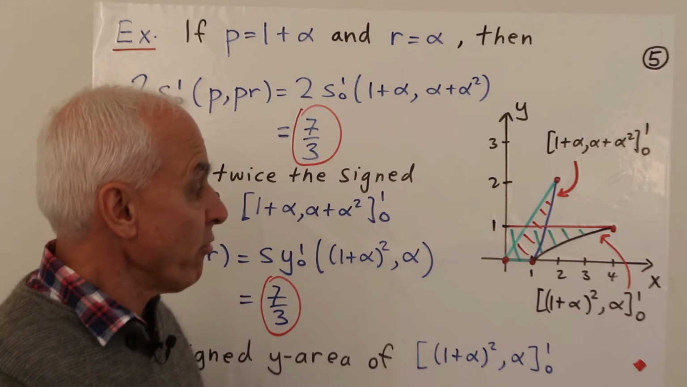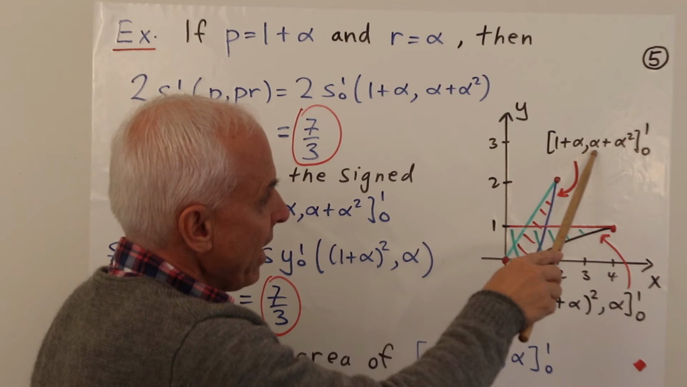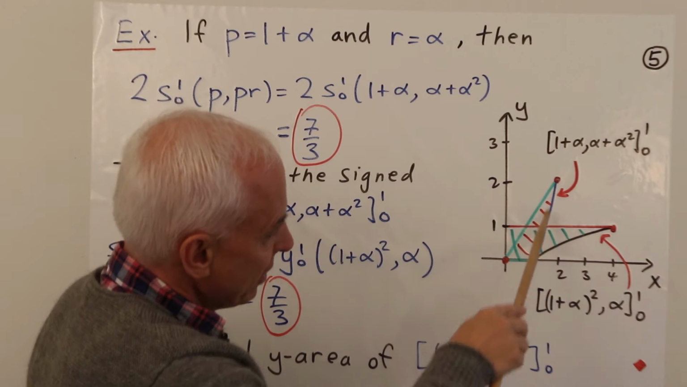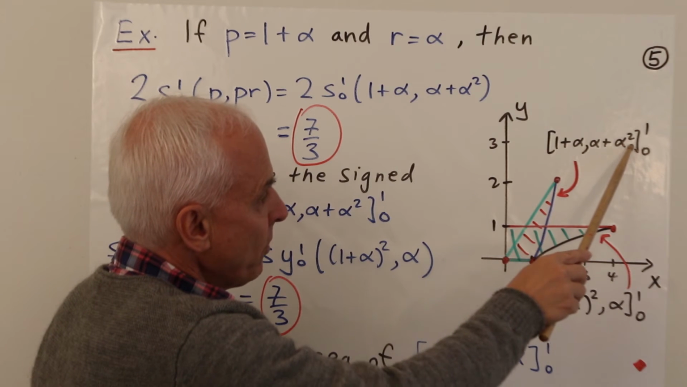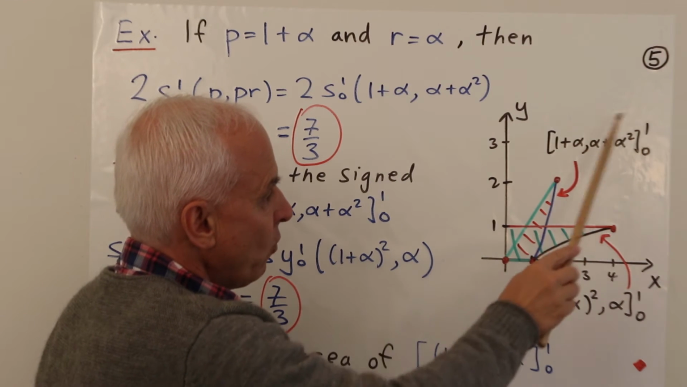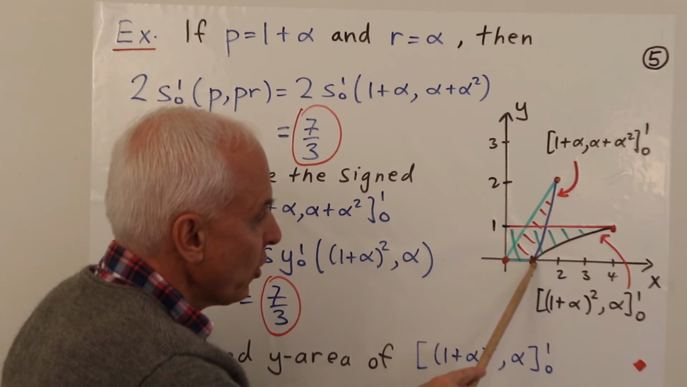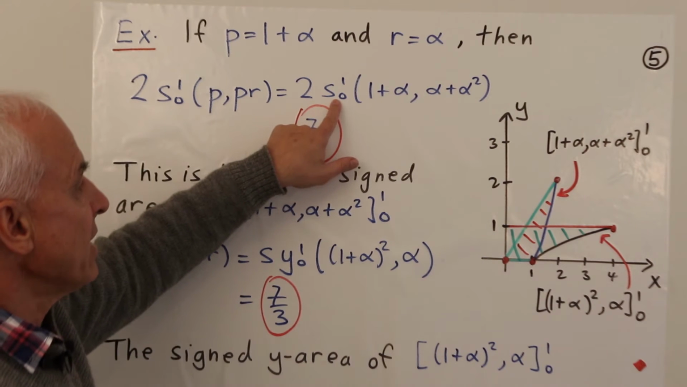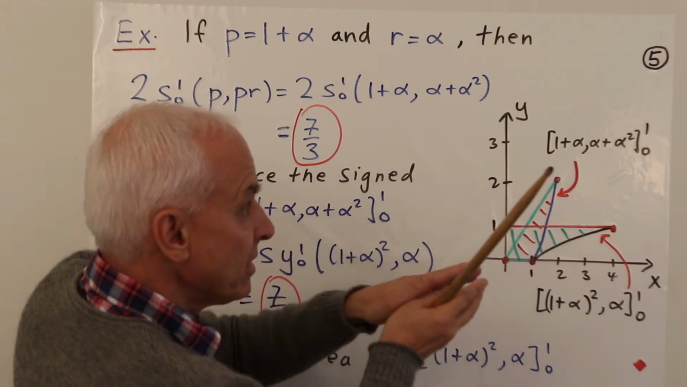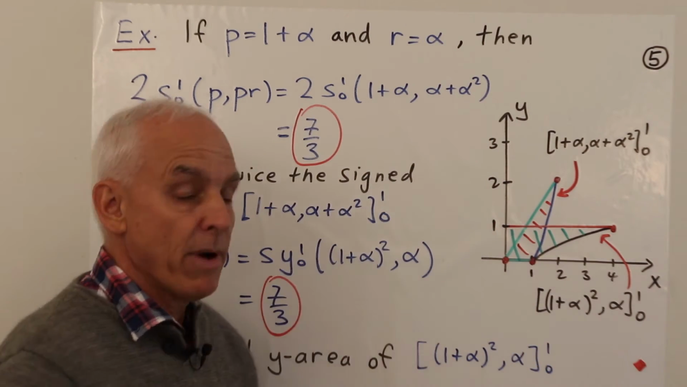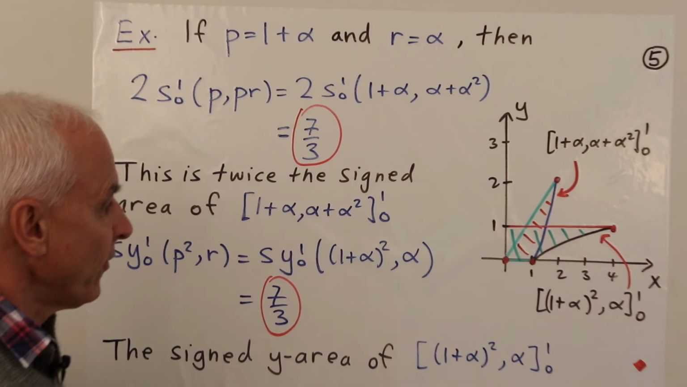It's a parabola, and here is the portion of the parabola that's relevant. Here, 1 plus alpha, alpha plus alpha squared. It's not a line, it's part of a parabola, but just that portion that we're interested in. When alpha is 0, we're at the point 1, 0. And when alpha is 1, we're at the point 2, 2 up here. So that's the curve we're interested in, and we're talking about the signed area from 0 to 1. So that's the usual signed area from here to here, subtended by the curve, and then we multiply by 2. And it's an easy calculation that is 7/3.